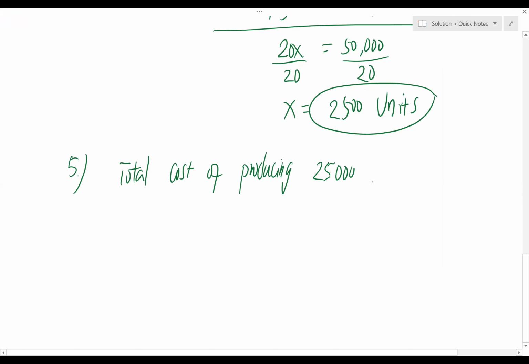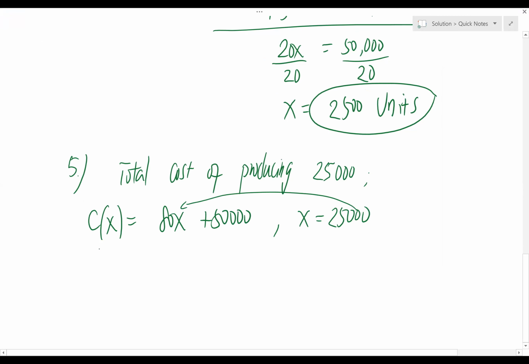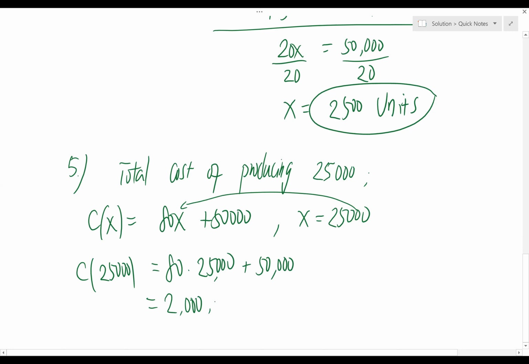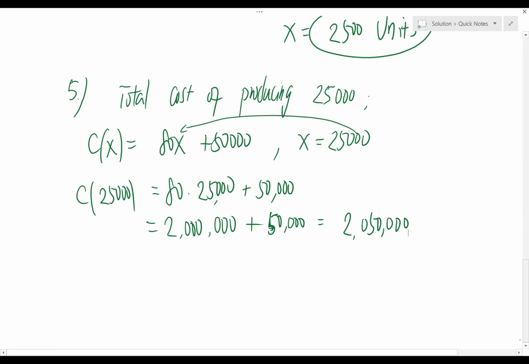So we look at the cost function first, right? The cost function C of x is 80x plus 50,000. Now here x equals 25,000 units, so replace x with 25,000. So we get C of 25,000 equals 80 times 25,000 plus 50,000. This 80 times 25,000 is 2 million. Adding 50,000, the total cost turned out to be 2 million and 50,000.